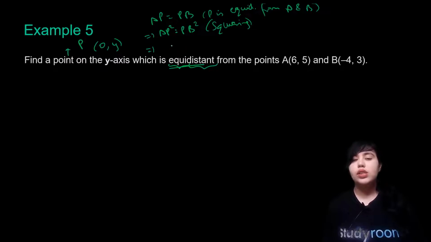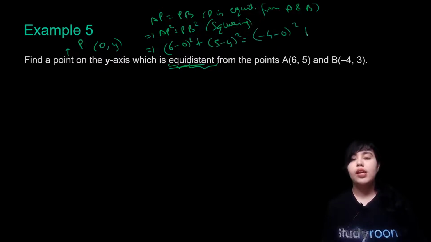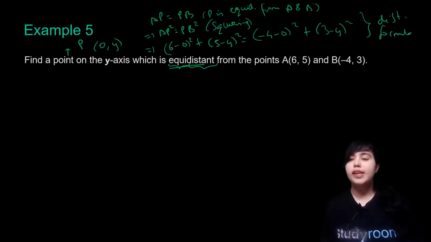And make use of distance formula. So AP square will become what? It will become (6 minus 0) whole square plus (5 minus y) whole square. And PB square will be (minus 4 minus 0) whole square plus (3 minus y) whole square. So here what is the reason? Distance formula is being employed.